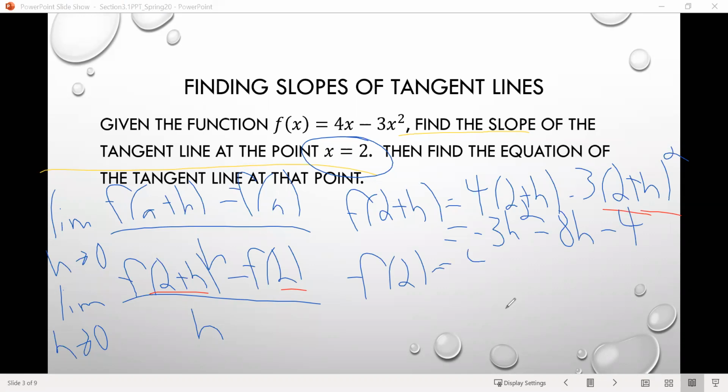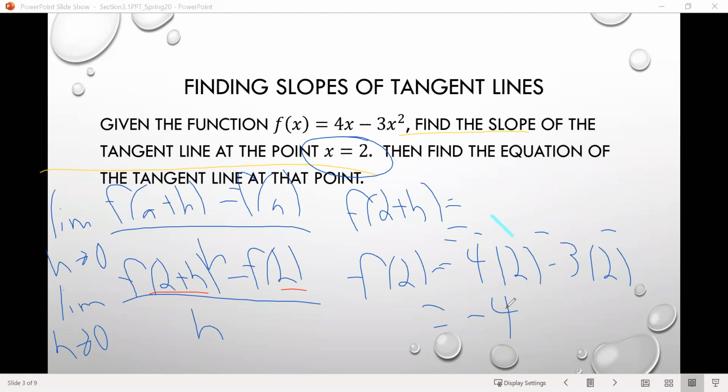And then we can input 2. So we have 4 times 2 minus 3 times 2 squared, which is going to give us, I think, 8 minus 12, which is negative 4. Okay, so now we have those 2 values. So we go ahead and put them in the place of f of 2 plus h and f of 2 in our limit formula over there. So unfortunately I have to erase these for the sake of space.